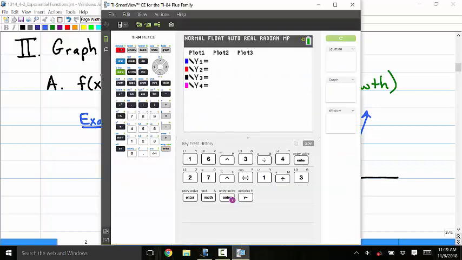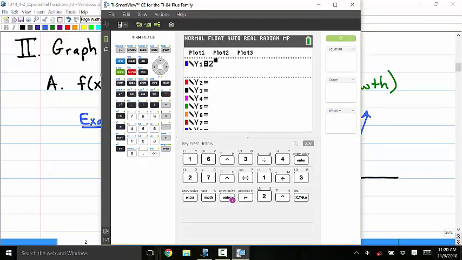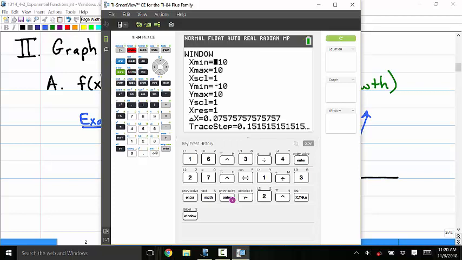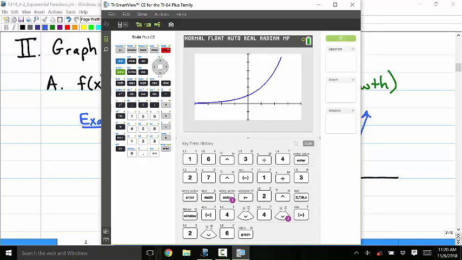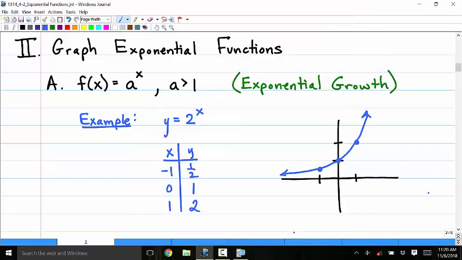If you were to graph it on your calculator, go to your y equals button, and you would type in 2 raised to the power of x. On my window, I'm going to change it to -4 to 4 on my x's, and maybe -2 to 6 on my y's. Does that look like the function you graphed? Beautiful. Questions on exponential growth?